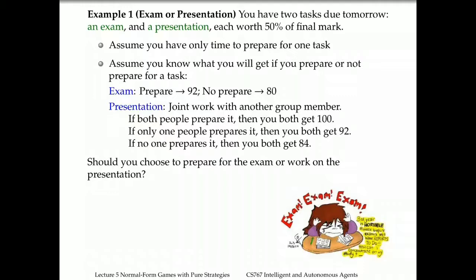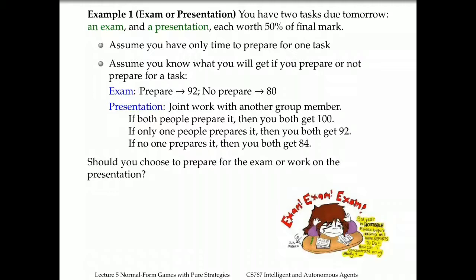And because you have only very limited time, you have to make a decision on whether to prepare for the exam tonight or prepare for the presentation. Of course, if you prepare for the exam, you'll get a higher mark in the exam, but potentially this will impact your presentation. Similarly, if you prepare for the presentation, then you cannot prepare for the exam, and so you get a very low mark in the exam, but potentially you'll get a high mark for the presentation. So you have to balance these two decisions.